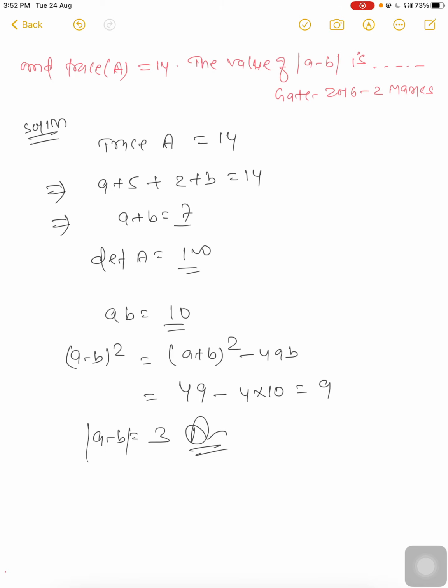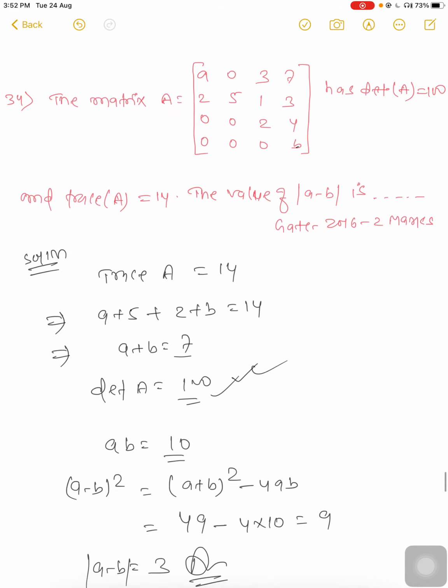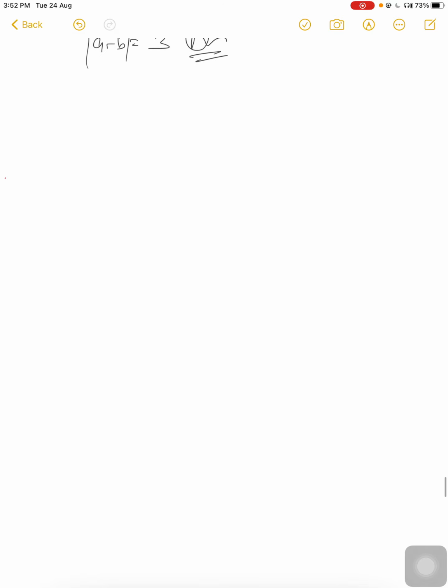Mod, then only the positive value comes. And this part, do it. Very simple. Only take this element, then it will become the 3 by 3 matrix, and then solve it. No problem.